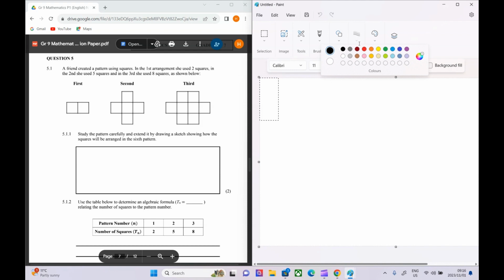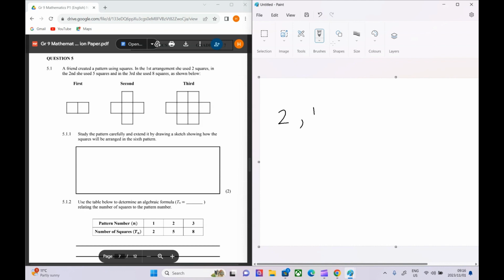Sorry, where is my pen? Okay, so we've got 2, then we've got 5, then we've got 8. Okay, and we could carry on. We have now worked out how many squares there are with the drawings, but we don't need to. All we need to do, so if we want this algebraic formula, how we always do it is the number in front of the n is this difference.